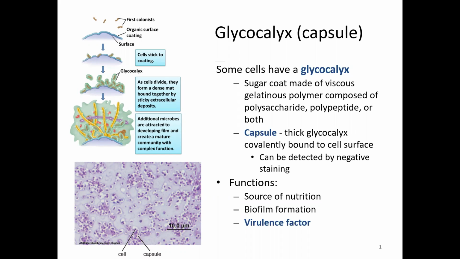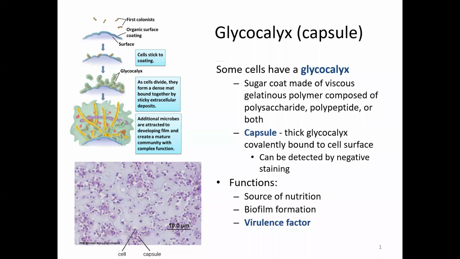The capsule is a type of glycocalyx that is very thick, and it is bound very, very tightly to the cell. Okay, and there are staining techniques that we'll talk about in lab that we can view them. So a lot of pathogenic bacteria have a capsule or a glycocalyx, and that is because the glycocalyx is considered a virulence factor. It is a strategy that pathogens use to evade our immune system.